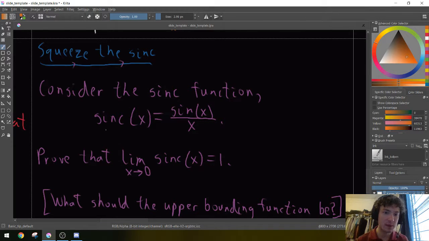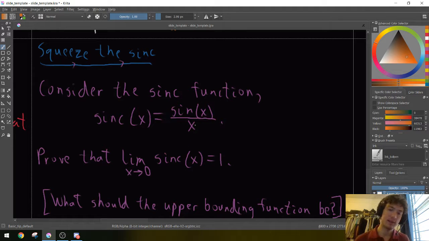But anyway, so the Sinc function, Sinc of x, is sine x divided by x. So if you don't like the name Sinc, you can just call it sine x over x. That's the definition. And we're going to prove that the limit as x goes to 0 of Sinc, which is sine x over x, equals 1.